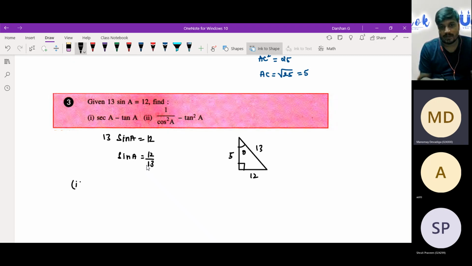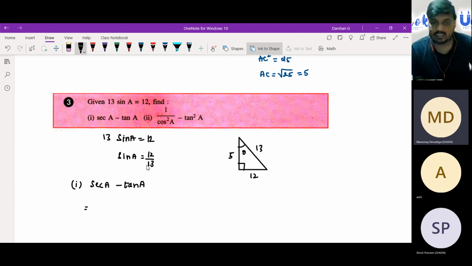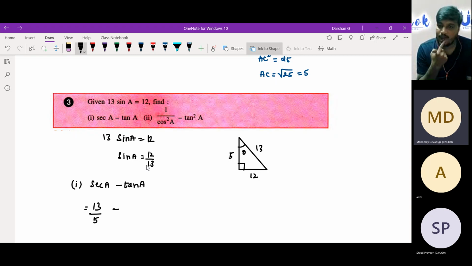So first one, secant A minus tan A. What is secant A? Secant A is 1 by cos. Cos is adjacent by hypotenuse, so secant is hypotenuse by adjacent, which is 13 by 5. Tan A is opposite by adjacent, so it is 12 by 5. The answer is 13 minus 12 by 5. The answer is 1 by 5. Very good. Who all have got 1 by 5?